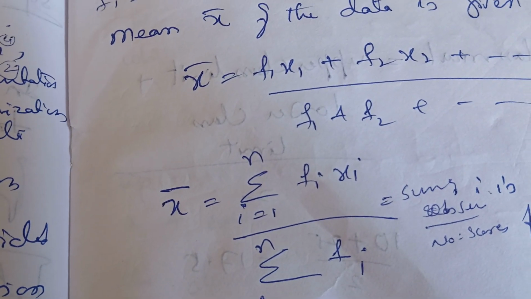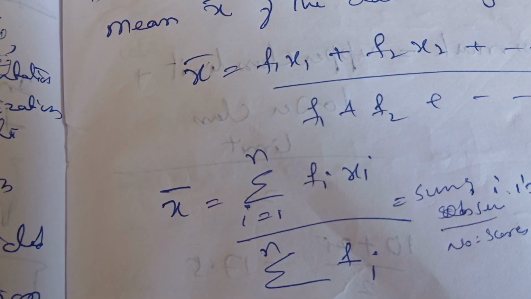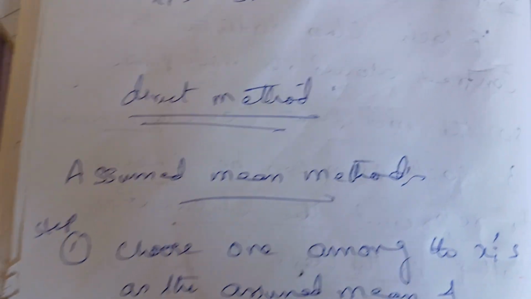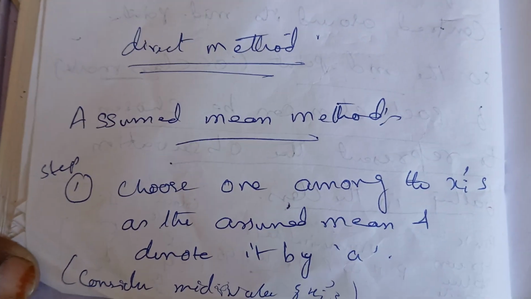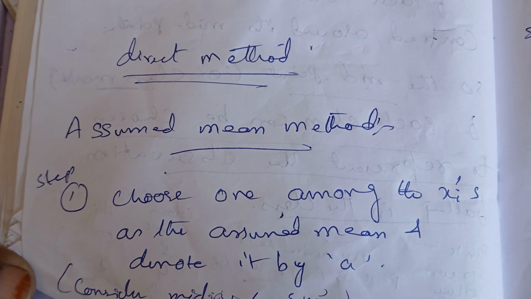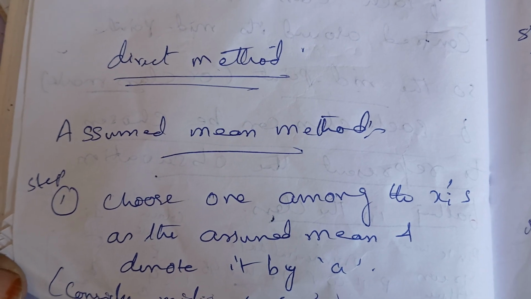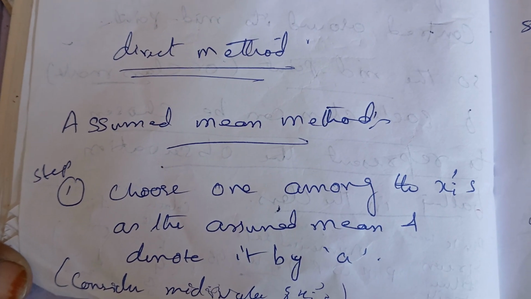This is nothing but our direct method to calculate the mean in grouped data. Now the second method is the assumed mean method. In the assumed mean method, we have to choose one among the xi's as the assumed mean and denote it by a.